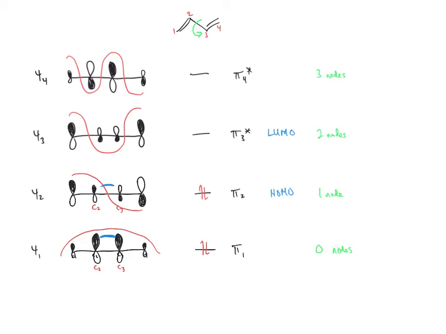So this means that there's net bonding between C2 and C3. If there's net bonding between C2 and C3, that can explain why there's restricted rotation between C2 and C3. This should make sense why the barrier to rotation exists between the S-cis and the S-trans. Now this can only happen if the size of the coefficients are different.